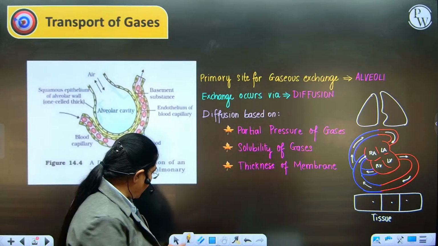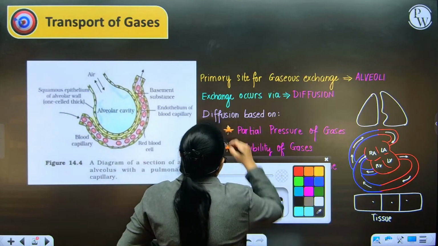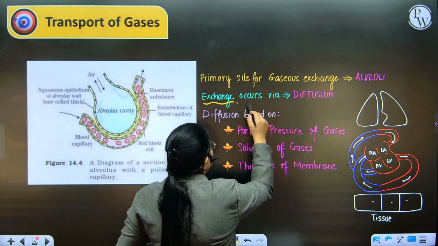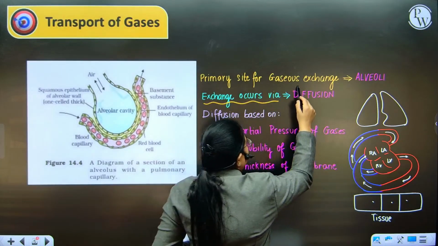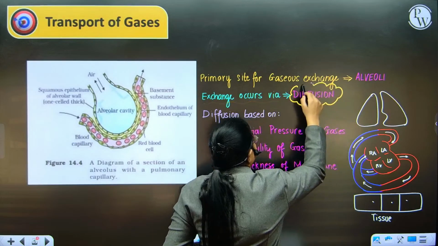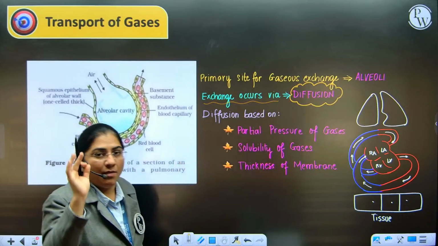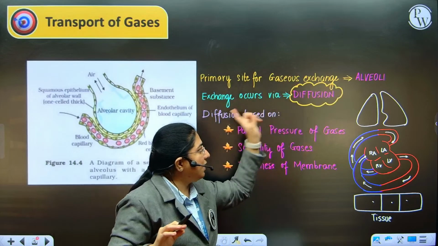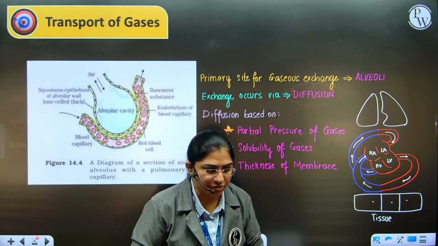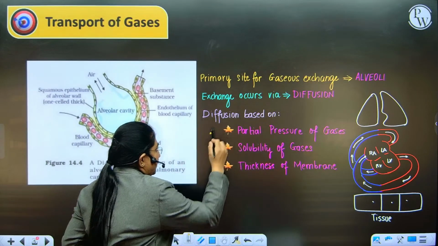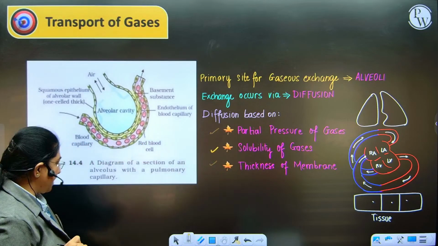But remember, one more important parameter and concept which can come as MCQ is that exchange occurs how? It occurs via the process of diffusion. Primary site alveoli, and process occurs via diffusion. Let us take into consideration all the three parameters one after the other.